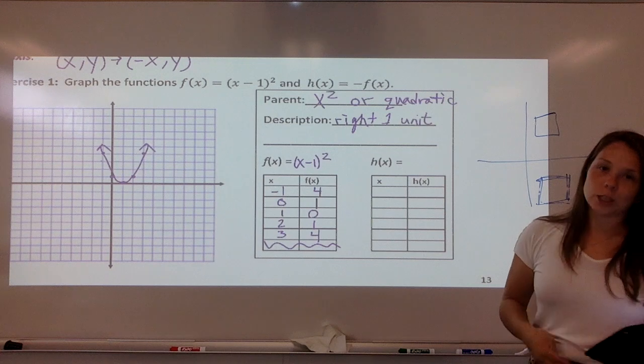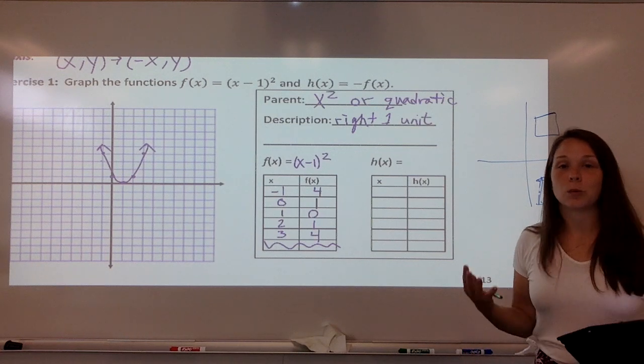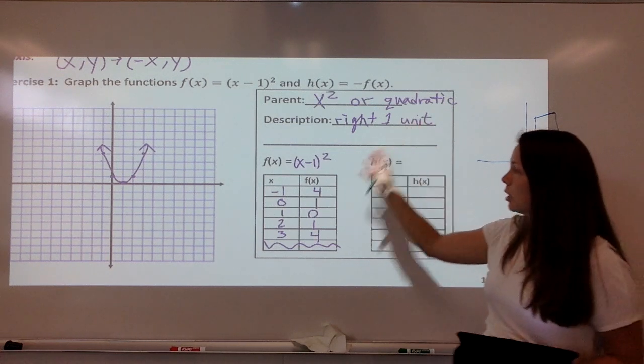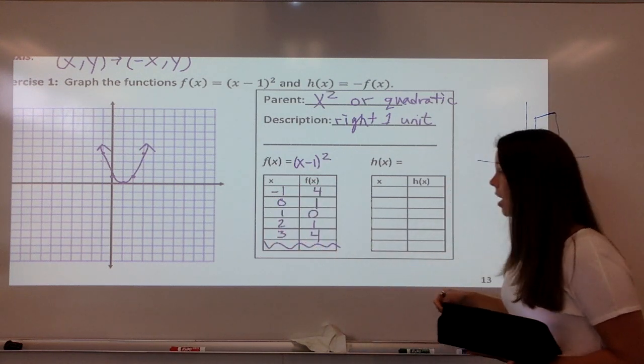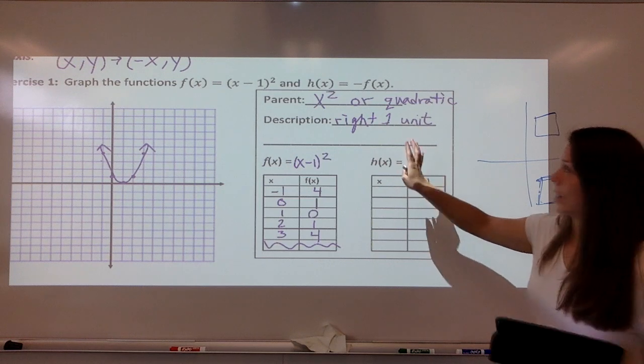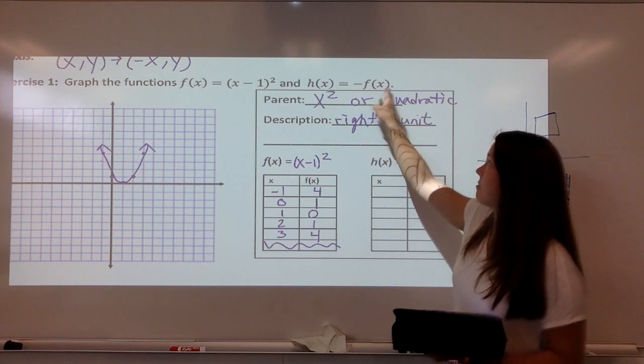Now, ultimately, this question is all about the lesson, which is dealing with reflections. So we needed to do a little bit of this work to get an understanding of what this graph looks like. Now, let's talk about h of x. H of x says it's negative f of x.